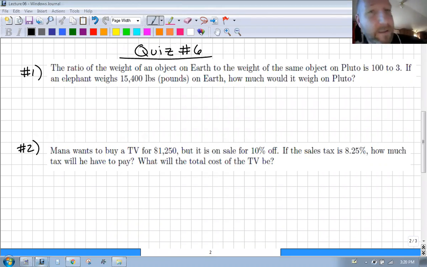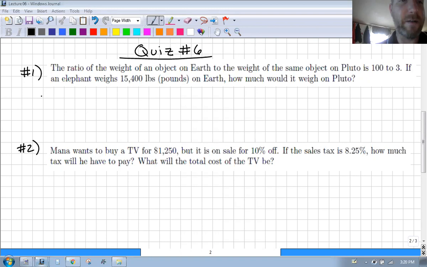All right, class, let's knock this quiz out. Number one, the ratio of the weight of an object on Earth to the weight of the same object on Pluto is 100 to 3. So if it weighs 100 pounds on Earth, it'll weigh 3 pounds on Pluto. If an elephant weighs 15,400 pounds on Earth, how much will it weigh on Pluto?